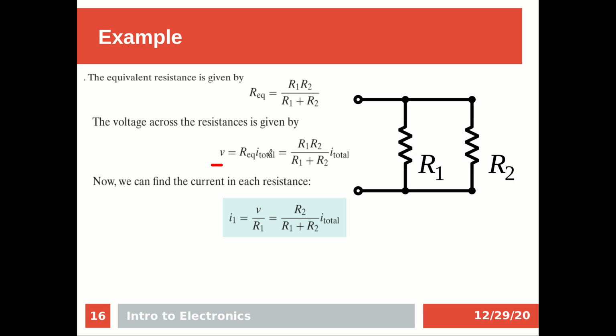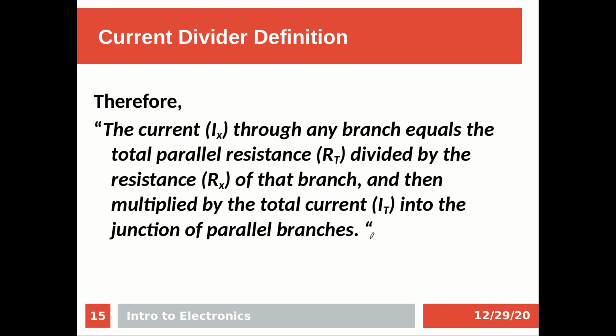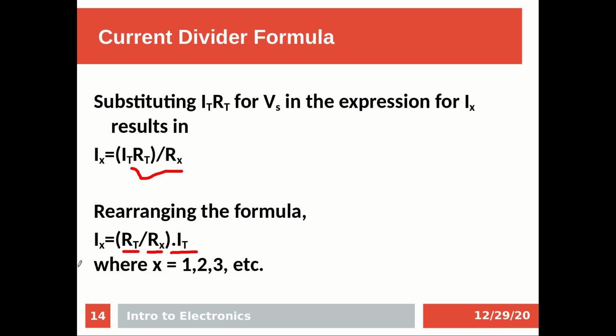So we take the V total over R1. You see that for I1 this is R2 over R1 plus R2 multiplied by I total. Okay, so this is the difference. Now here, let's see, R total over Rx.